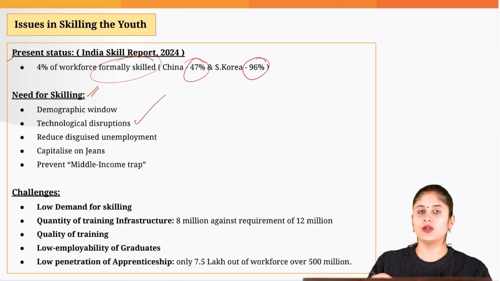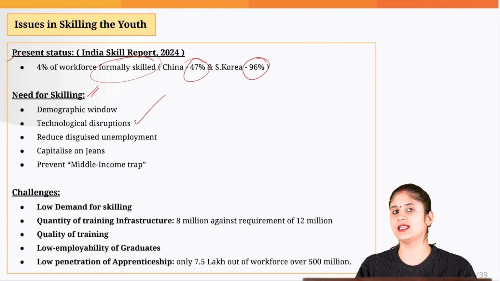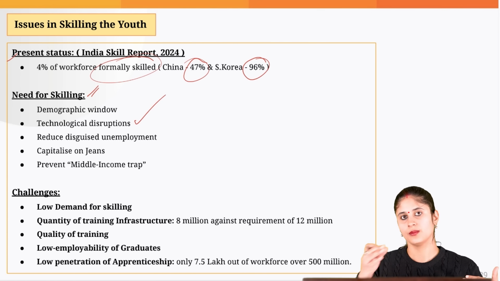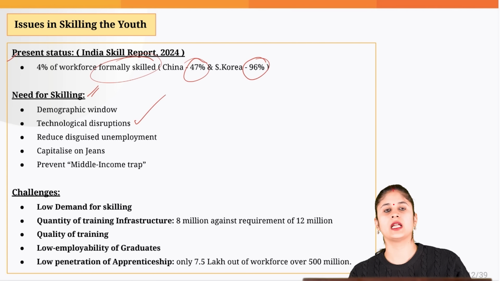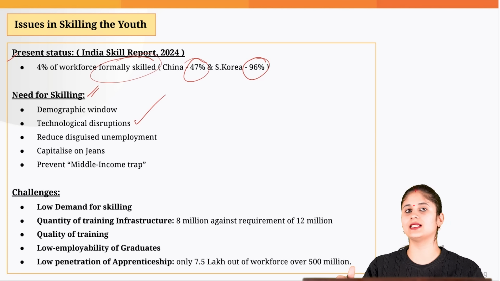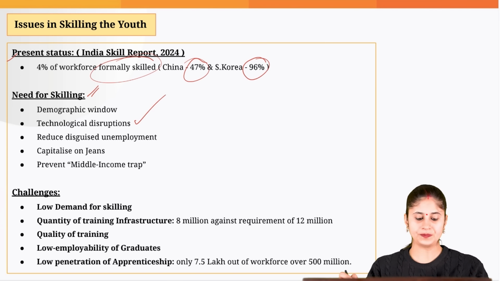Then we know this is the AI era, and if you don't upskill or reskill your workforce, ultimately they'll be losing their jobs because of AI. Especially the repetitive tasks would be taken over by AI. So you need to provide an advanced skill set to your workforce and make sure that your workforce is future ready.